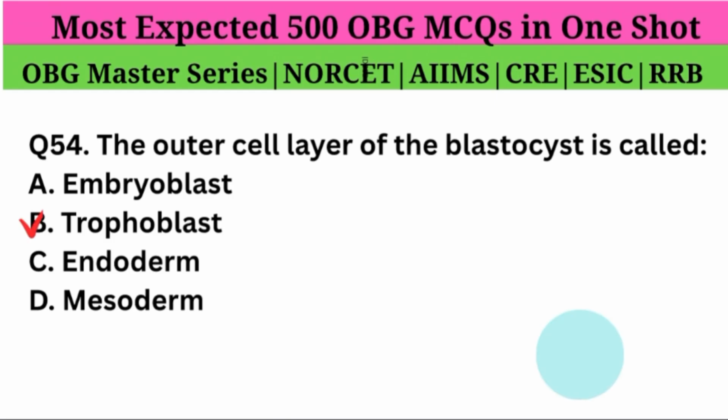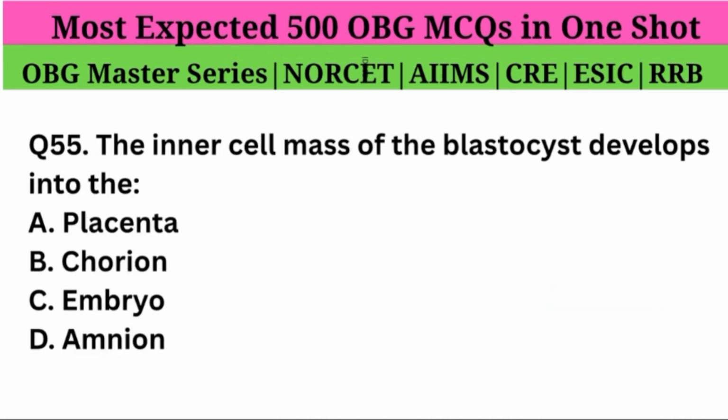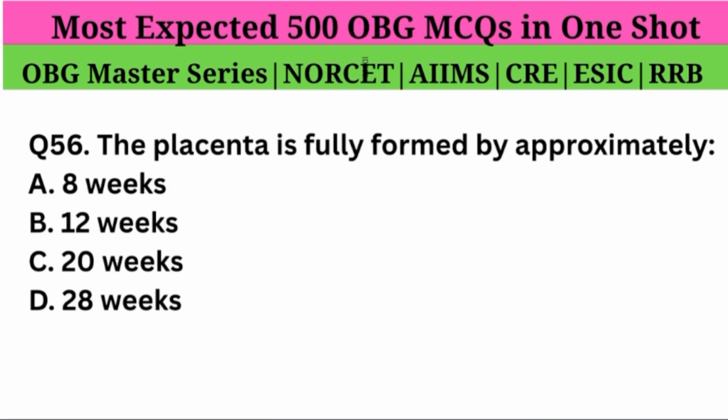Your correct option is option B, trophoblast. Next question. The inner cell mass of the blastocyst develops into the. Your correct option is option C, embryo. Next question. The placenta is fully formed by approximately.